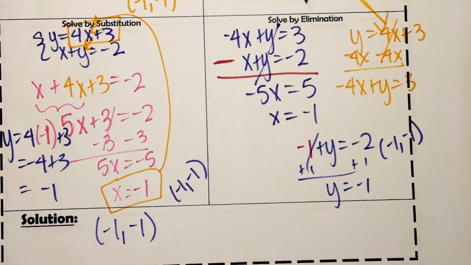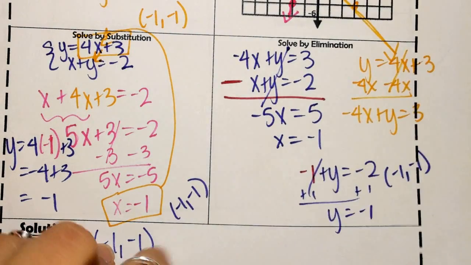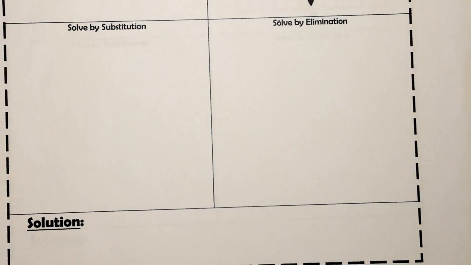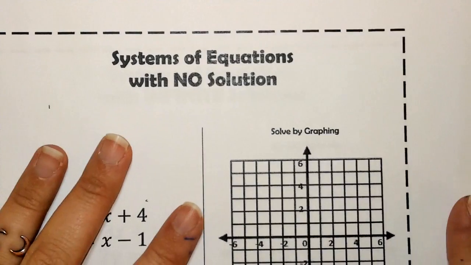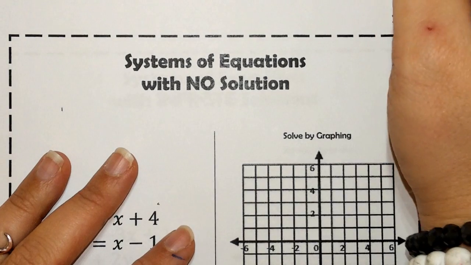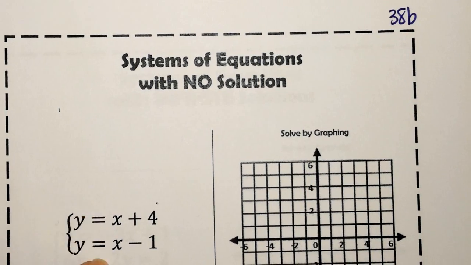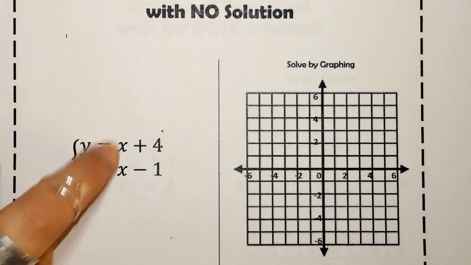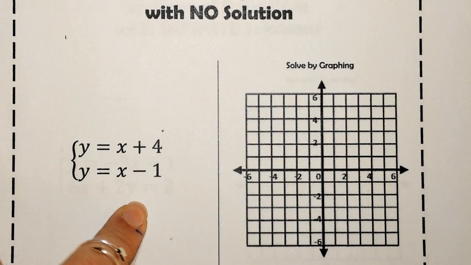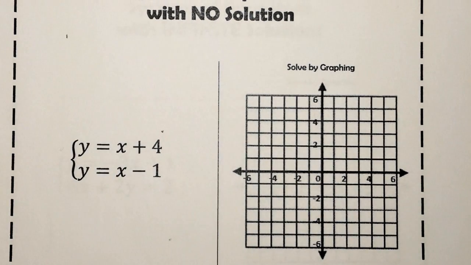Questions on one solution? Are we ready to see what no solution looks like? This is 38B. Now, a great way to tell if a system is going to have no solution is if they have the same slope and different y-intercepts. So same slope, different y-intercepts, no solution.